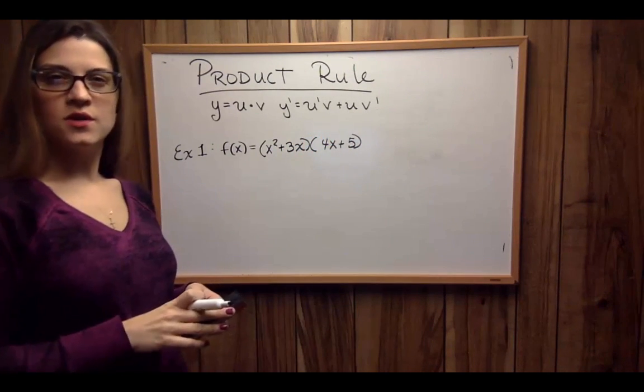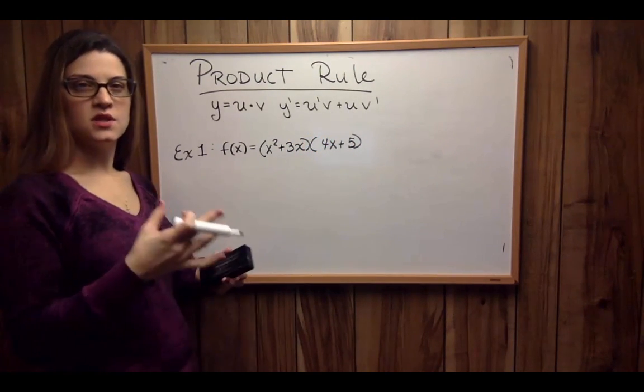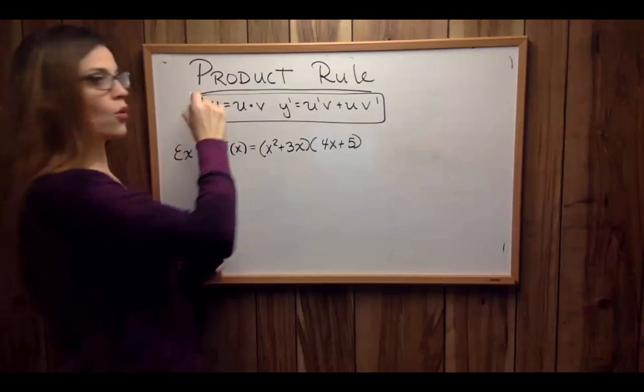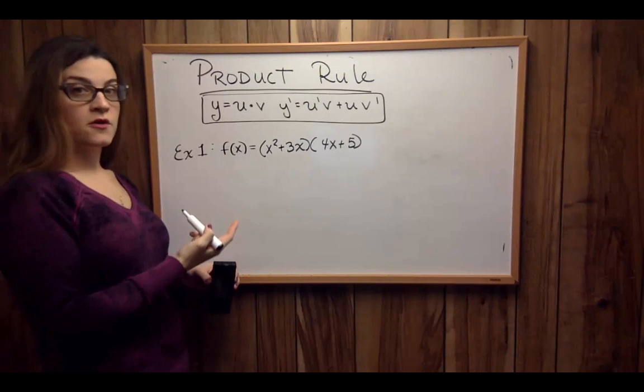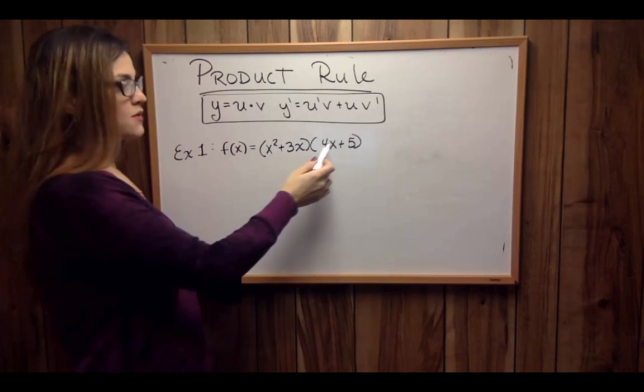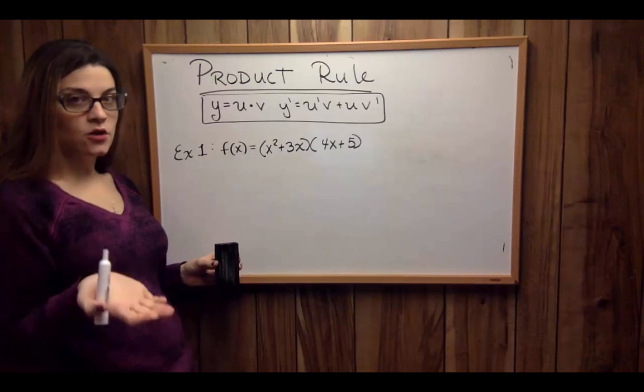There are a few different ways that you sometimes see the rule, such as with f's and g's, but this is the rule that I usually use throughout the course. So let's look at the first example. If f of x is equal to x squared plus 3x times 4x plus 5, how do you know you have to use the product rule?